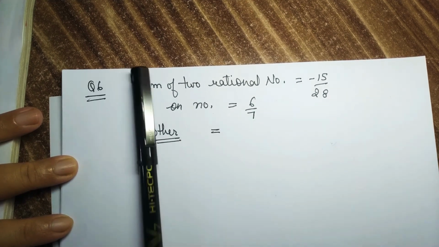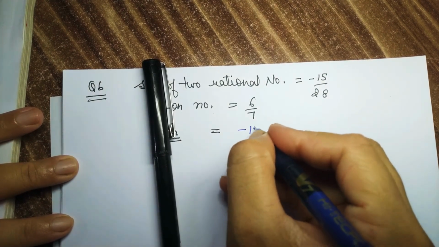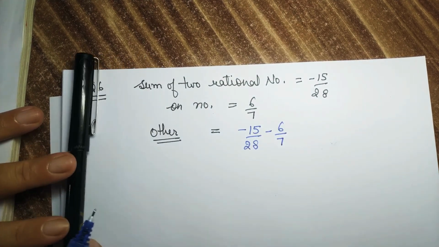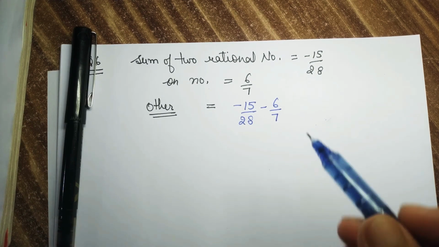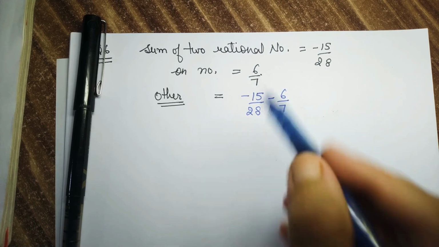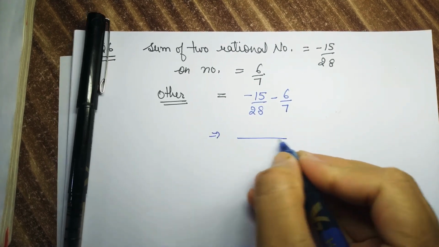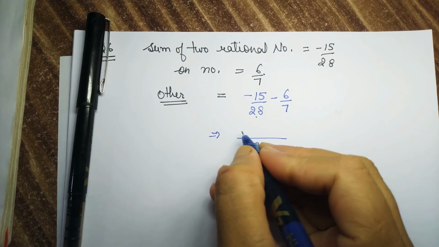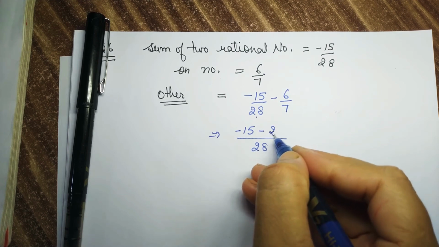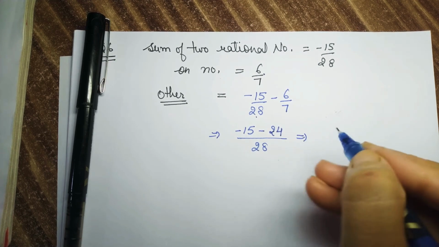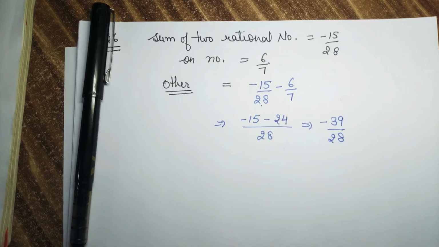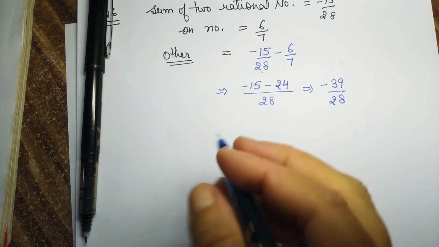Okay, to find the other number from the sum of two numbers, we subtract the given number. I repeat again, to find the second number from the sum of these two, subtract the first one. So when we subtract, the LCM is 28. So 28 1s are 28, 15 1s are 15. 7 4s are 28, 6 4s are 24. If we add this, we get minus 39 by 28.